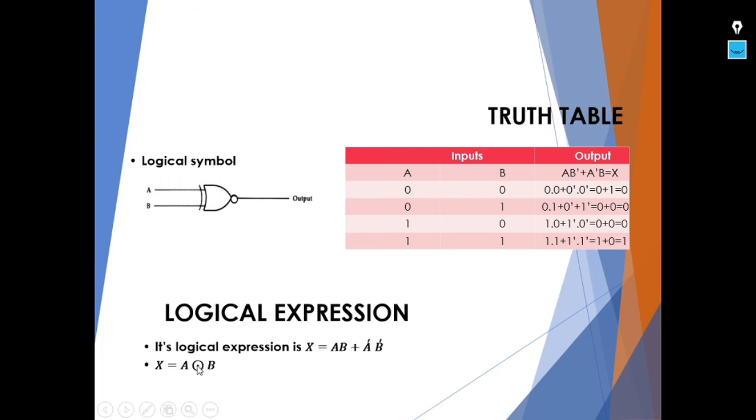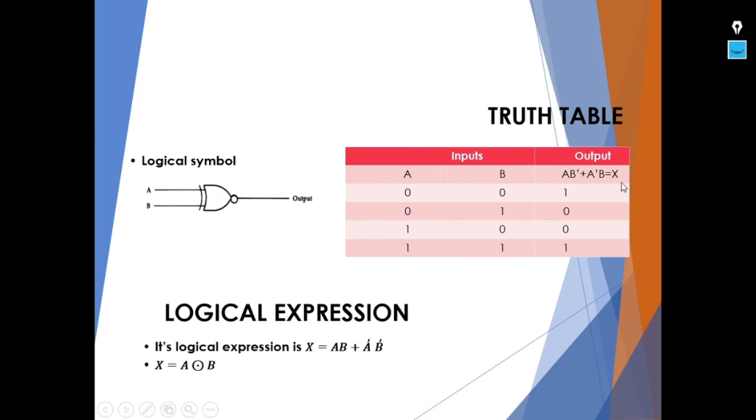Here XNOR is denoted by a dotted circle. And the actual Boolean expression is AB plus A bar B. This is the reverse of the XOR gate. Here is the truth table of the XNOR gate. From this truth table, it is clear that this is the reverse of the XOR gate. When both inputs are 0, the output is 1. And when both inputs are high, the output is 1. In the other cases, the outputs are 0.